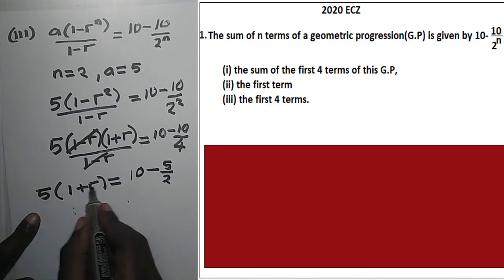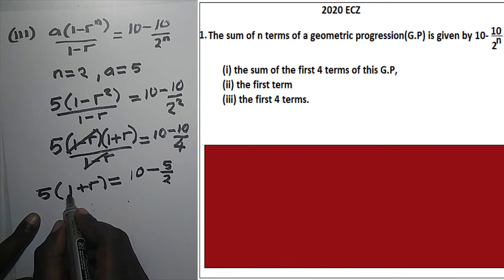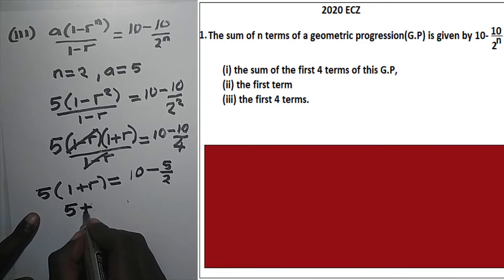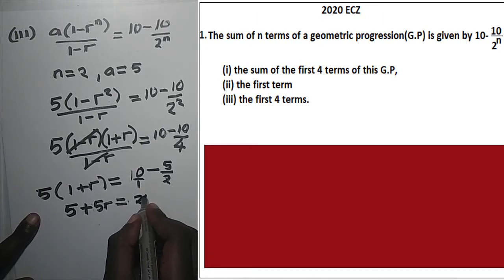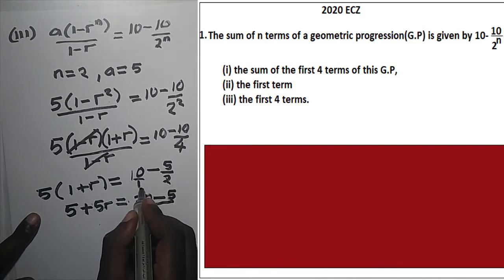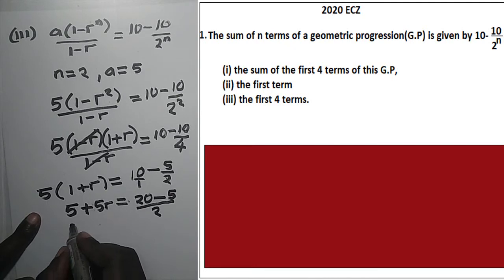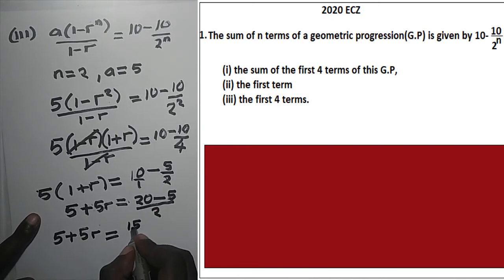Okay, so here we are going to expand the brackets on the left hand side here. So we are going to have 5 times 1, which will give us 5 plus 5r is equal to, and then this side we can find common denominators. So we can write this 10 as 10 over 1. So we are going to have 2 times 10, which will give us 20, minus 1 times 5, which will give us 5, over 1 times 2, which will give us 2. And so this one here is going to give us 5 plus 5r is equal to 20 minus 5 is 15 over 2.